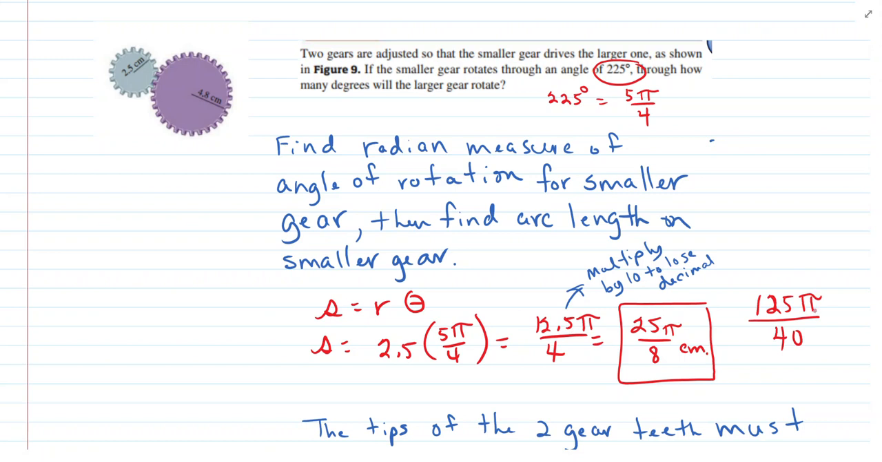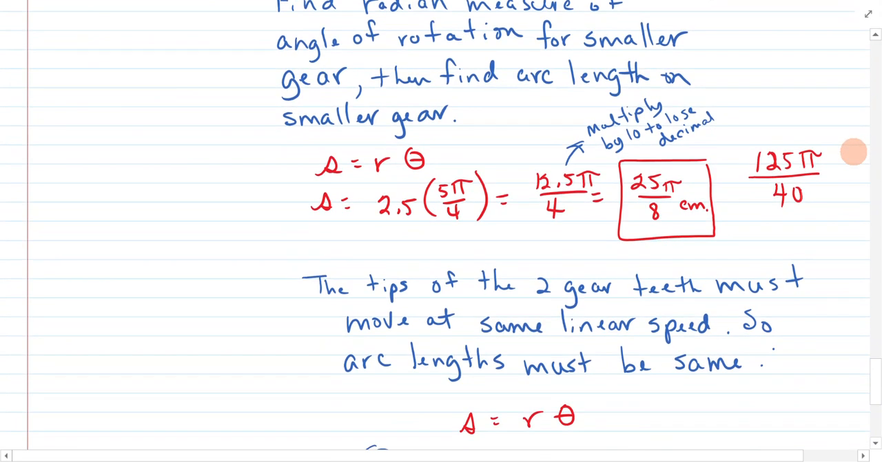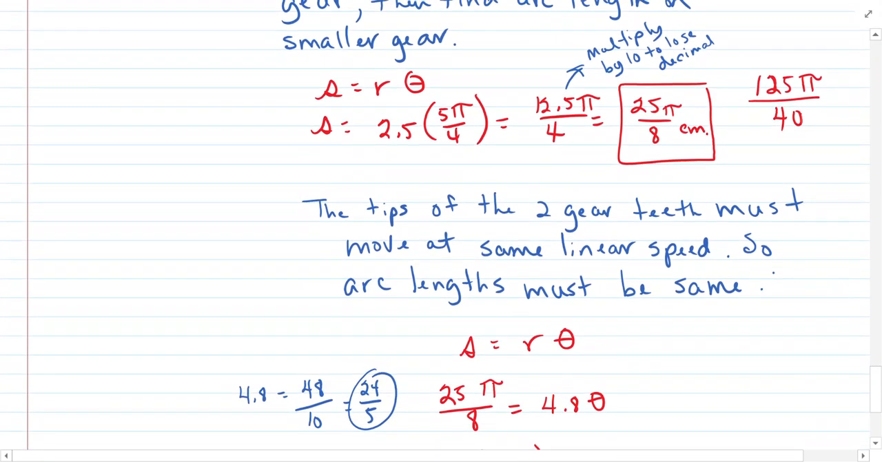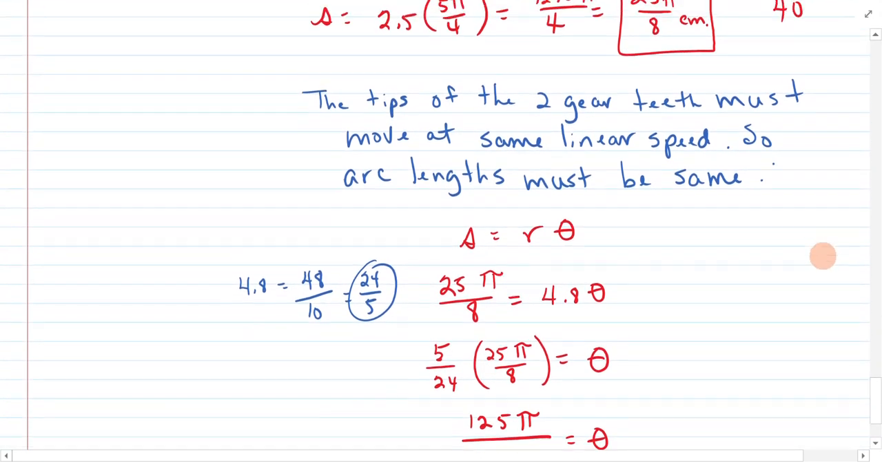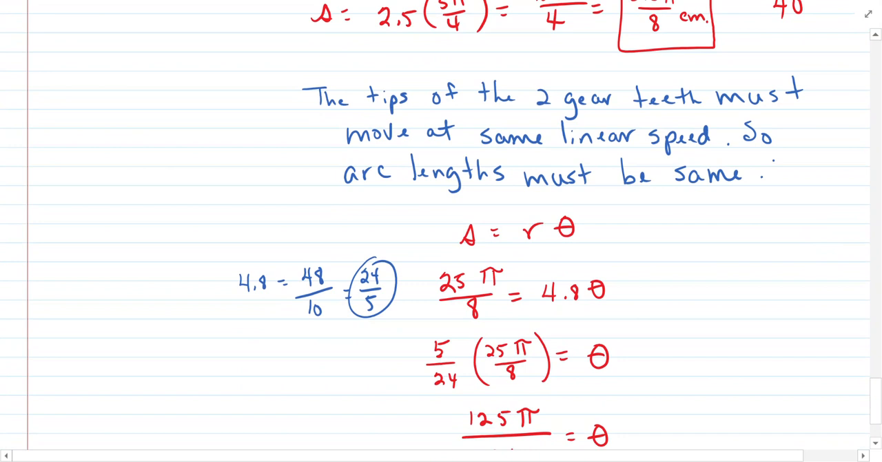So I have 125 pi, but I had to multiply by 10 here, and I got 40. And then when you simplify that, 5 goes into both of those, 25 pi over 8. So that's kind of how we got that. And then the tips of the two gear teeth must move at the same linear speed. So the arc lengths have to be the same. So we've got 25 pi over 8 has to equal 4.8 theta.